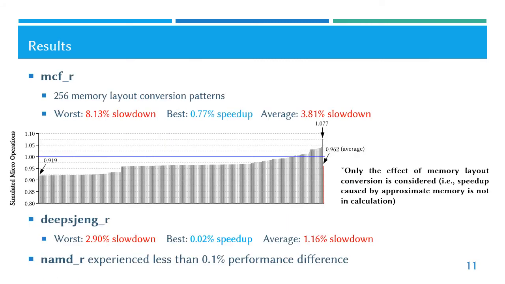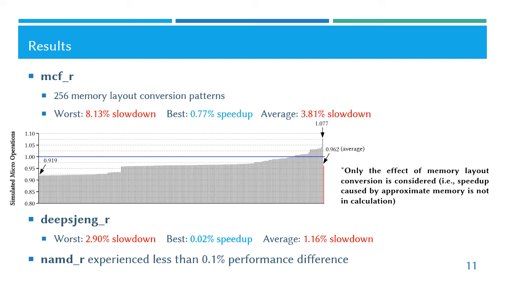The graph shows the results for MCF-R. There are 256 memory layout conversion patterns, and each bar shows the number of simulated micro operations for each configuration normalized to the non-conversion case. The rightmost bar, colored red, shows the average.